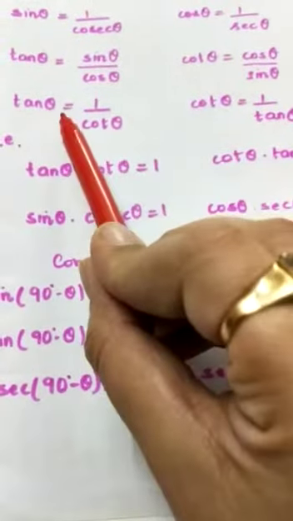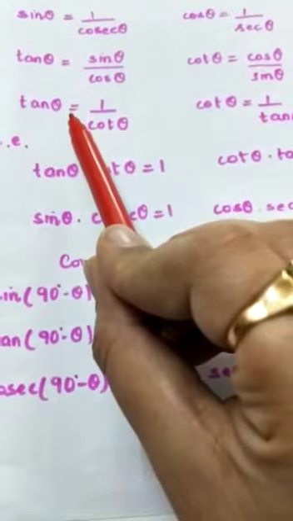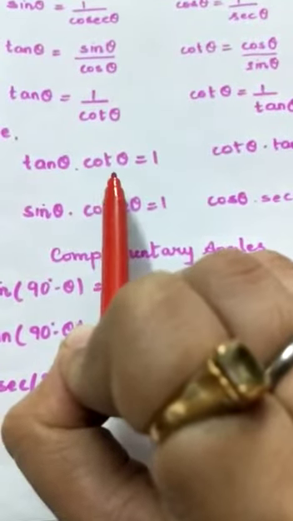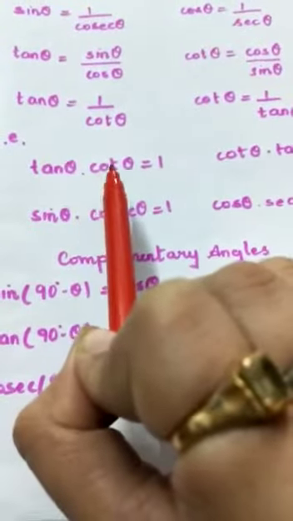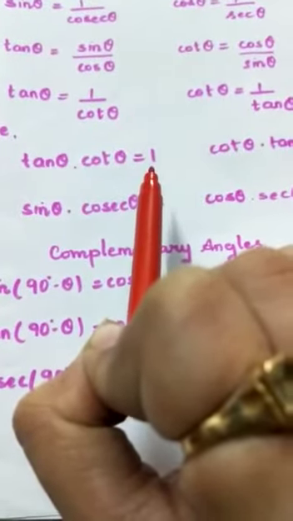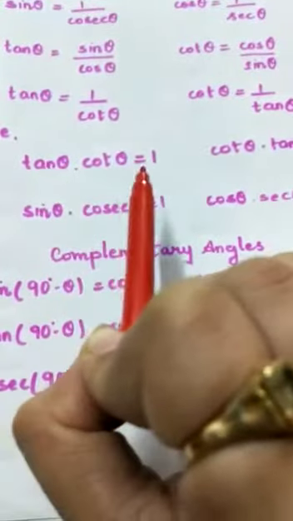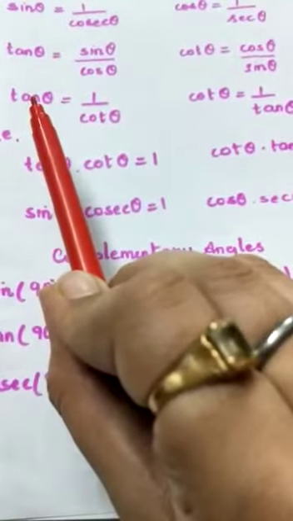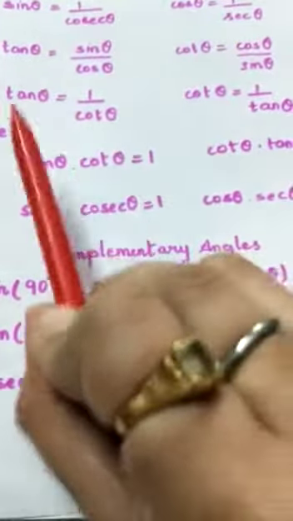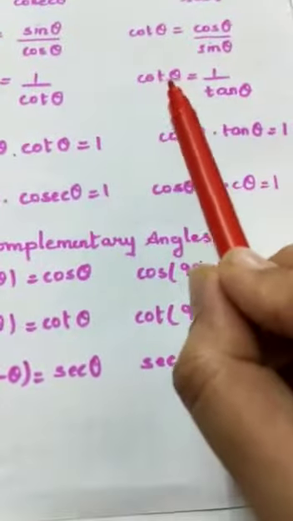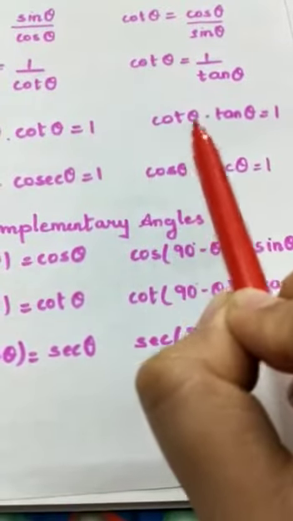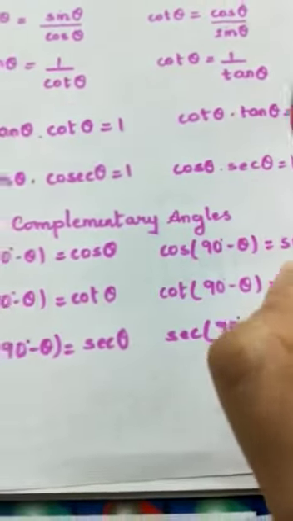So from this relation, what you can understand is, when I shift cot to that side, tan theta into cot theta will be equal to 1. Because anyhow cot can be represented as 1 upon tan, it will be cancelled and you will get the value 1. Have you understood this relation? Yes. When I shift cot to that side, it is 1 upon tan. Or you can get it directly from this relation: cot theta is equal to 1 upon tan theta. Tan will be shifted to that side, and it becomes cot theta into tan theta is equal to 1.